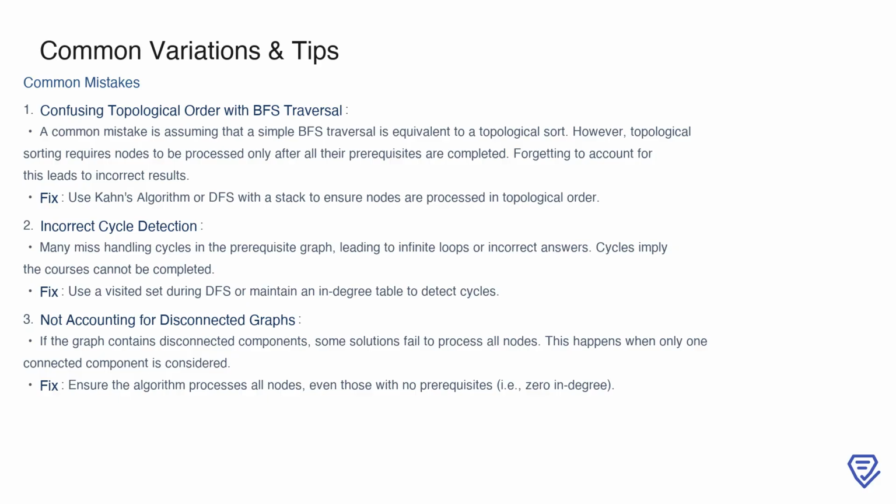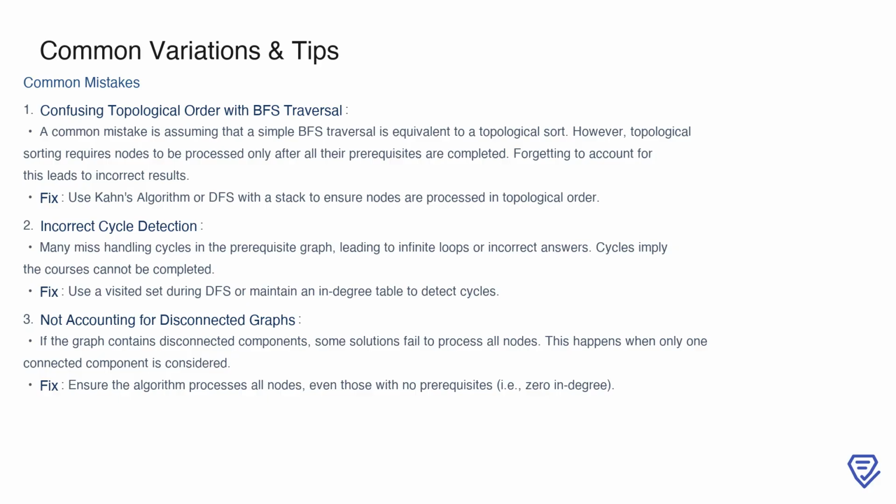Lastly, disconnected graphs are another pitfall. If the graph contains multiple disconnected components, some solutions only handle one connected component and miss others. This can happen when nodes with 0 in-degree are ignored. The fix here is to ensure that your algorithm processes all nodes, including those with no prerequisites, so that every course is accounted for.